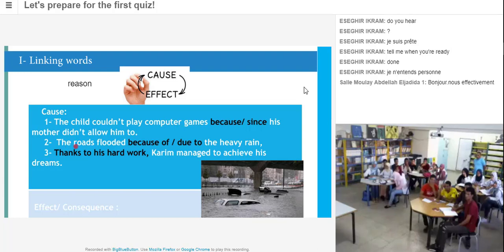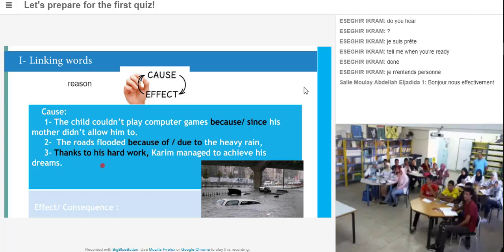So you can see here, the roads flooded or the roads were flooded because of or due to the heavy rain. You see here in the picture, this is a picture of flood. So when you have a lot of rain, sometimes you can have roads flooded. Now, what do you notice here for the use of because of and due to? If you consider the structure of the sentence here, you notice that you don't have a full sentence like here. Here you have because his mother, that's a subject, didn't allow, verb, etc., him to. But here you have the heavy rain, which is a noun phrase or simply a noun to simplify. So when you use because of or due to, you must use a noun after it.